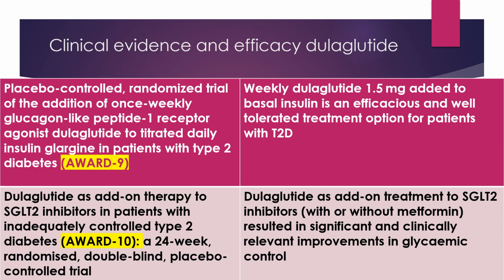In AWARD 10 trial, in patients with type 2 diabetes taking sodium glucose cotransporter 2 inhibitors with or without metformin, the addition of dulaglutide resulted in significantly greater hemoglobin A1C reduction than placebo. Regarding body weight, weight reduction was significant with 1.5 mg dulaglutide compared to placebo.